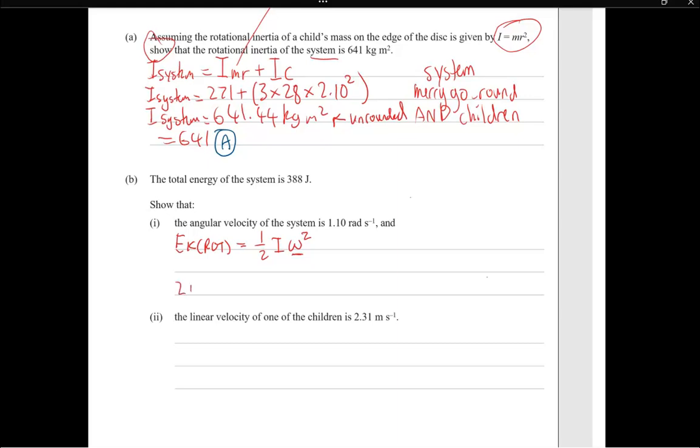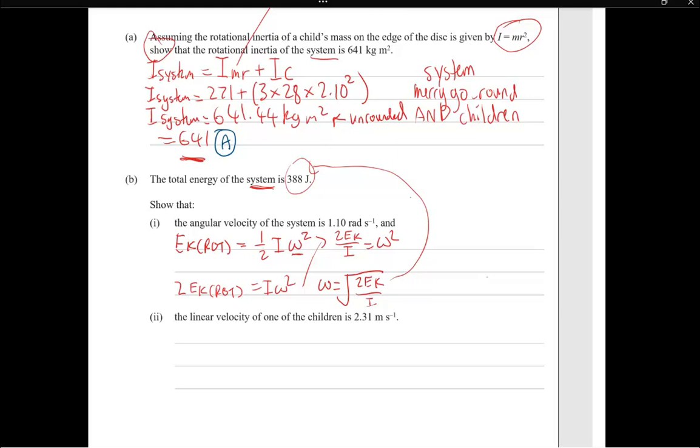So first of all, 2 Ek rot, so we're going to move the half to the other side, equals I omega squared. And then, 2 Ek, I'm just going to get rid of the rot, divided by I equals omega squared. So omega equals the square root of 2 Ek divided by I. So we know what the rotational kinetic energy is. It's here, the 388 joules. Now remember, that's the system. So we also have to use the system's inertia, which we found up here.